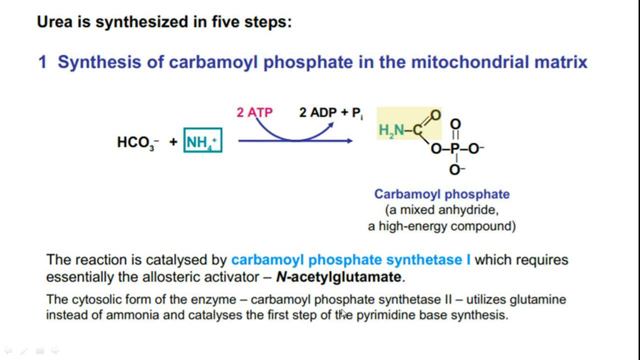The second enzyme, carbamoyl phosphate synthase 2, uses glutamine instead of ammonia and catalyzes the first step in pyrimidine synthesis, which you will see in the pyrimidine biosynthesis lecture in the coming lectures. Carbamoyl phosphate synthase 1 requires an allosteric activator, N-acetyl glutamate. Okay, so this is the activator for this enzyme. And as I told you, carbamoyl phosphate is a mixed anhydride, a high energy compound.